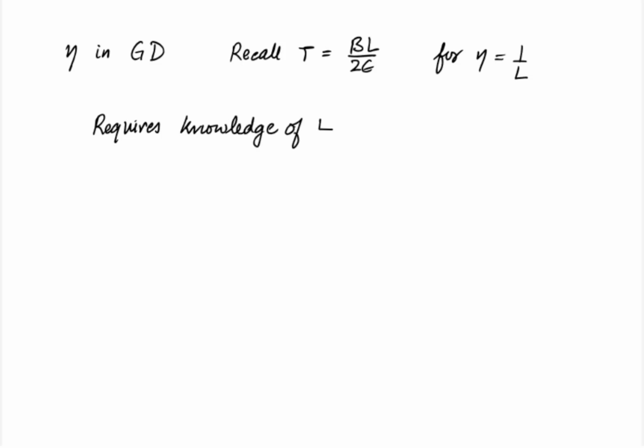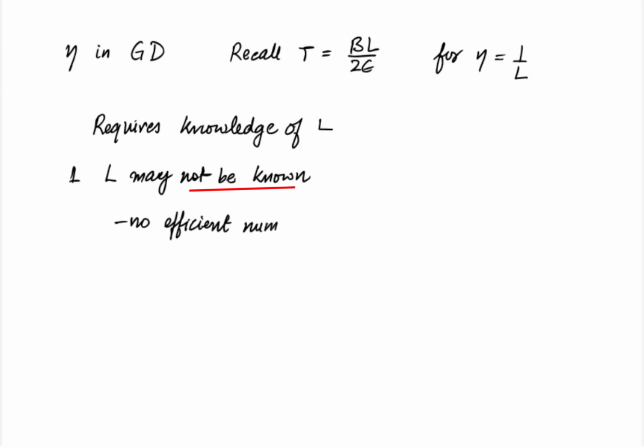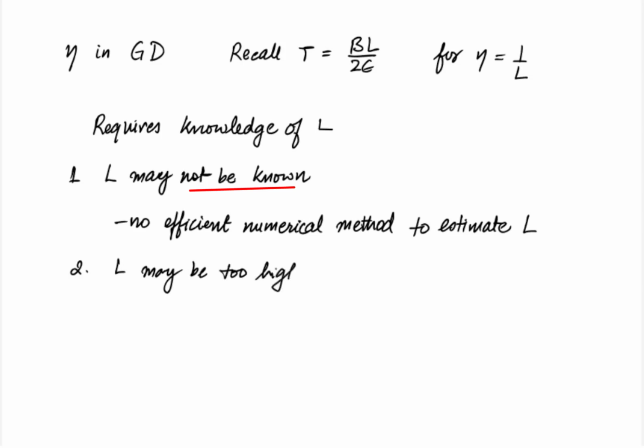There are two common issues with such algorithms. First is that L may not be known. If you are given a complicated objective function in high dimensions, there is no efficient numerical method to estimate L. Second, L obtained from the standard definition may just be too high.